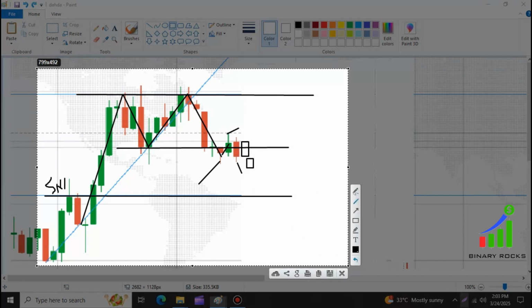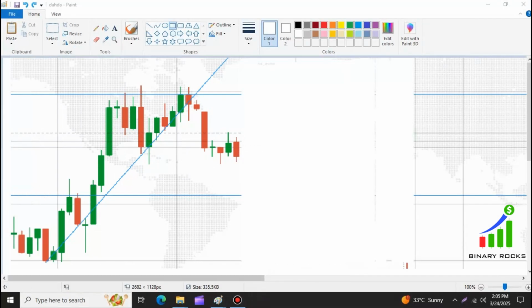Let me clear this. Here if you notice one thing, the sellers are strong compared to the previous sellers, and it made a new low, and the buyers are getting weak. So easily what you can expect, yes, you can go with sellers here. Okay, let me show you the next candle here.